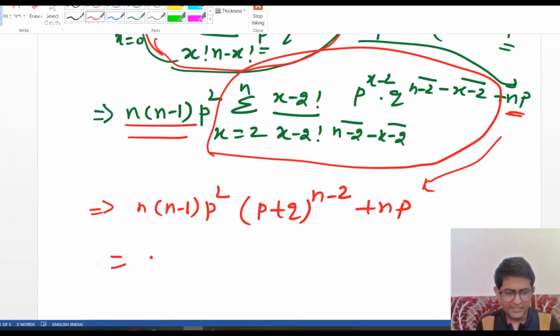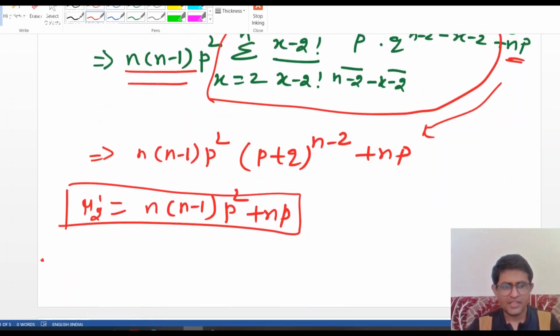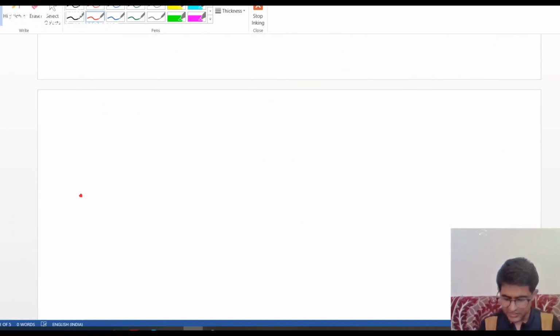Now p plus q is equal to 1, so we can write n into n minus 1 p square plus np. This is the value of mu2 dash. Now with the help of this we can easily calculate the value of mu2, which means variance.